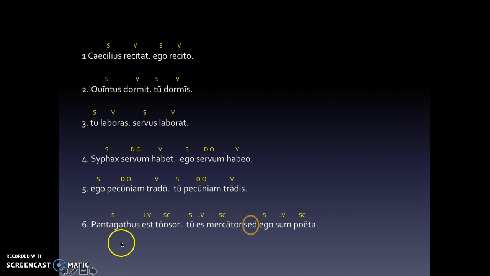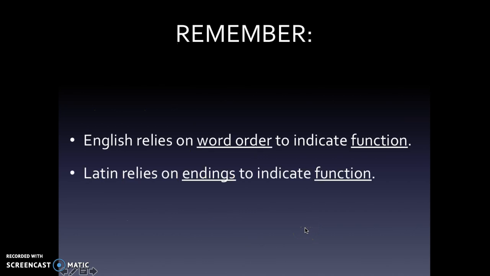That's the same. Go back over here. Pantagathus is nominative, it's a subject. Est is a linking verb. Tonsor is also nominative because it's in the odd box. It's a subject complement. So Pantagathus is the barber. You are a merchant, but I am a poet.